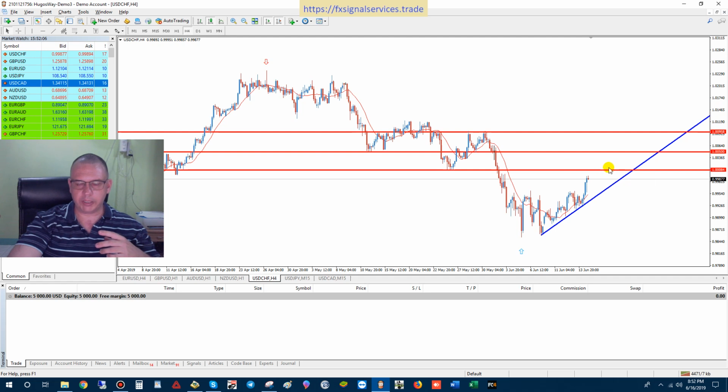Then if it breaks, place another trade and put your take profit here. Just keep doing that. If this level breaks, place another trade and put your take profit here, a little bit below. So catch each level as it goes up. What's going to happen, at least this week, is it's going to drop and then come back up to this support level. And it's going to keep going up.